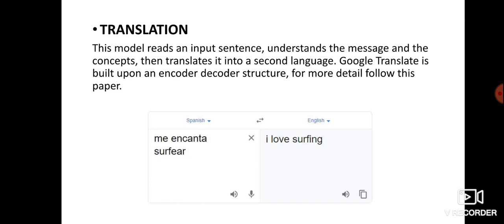Translation. This model reads an input sentence, understands the message and the concept, then translates it into a second language. Google Translate is built on an encoder decoder structure. For more details, follow this paper.